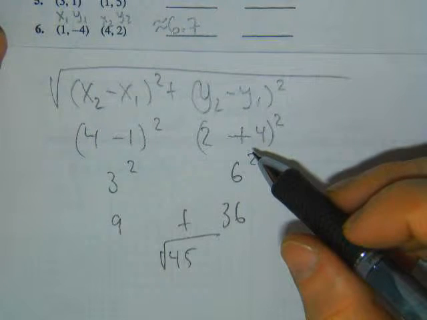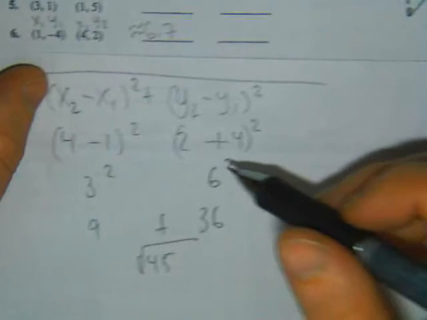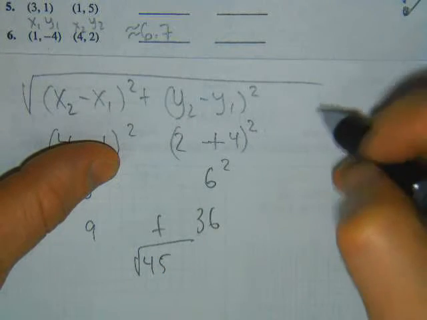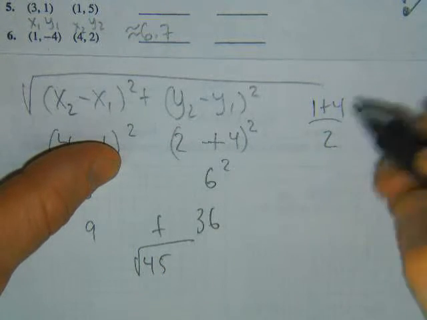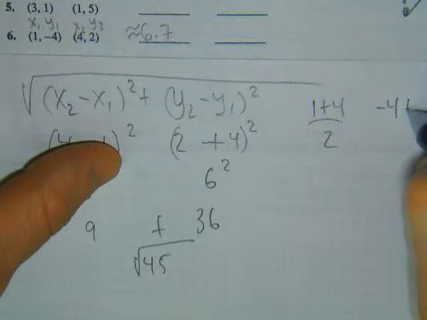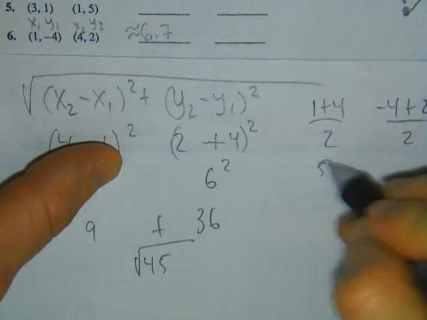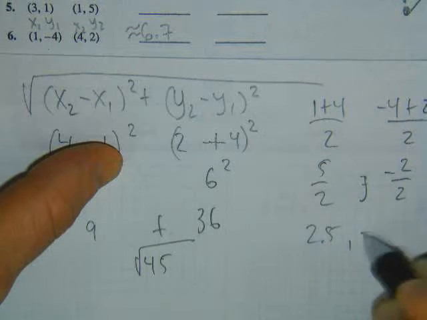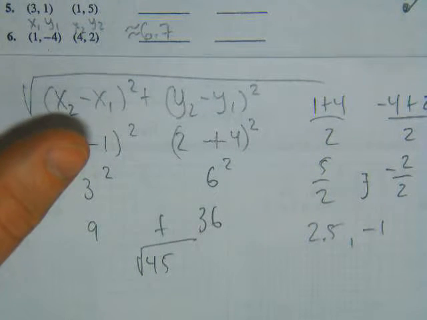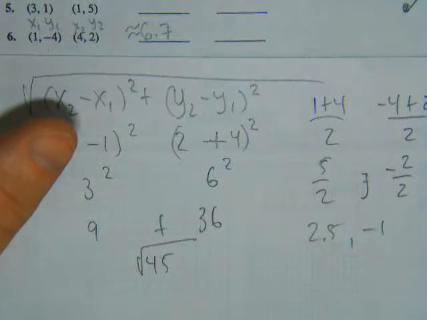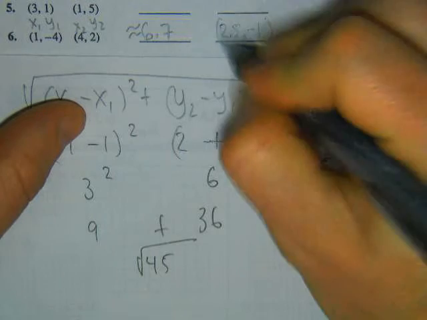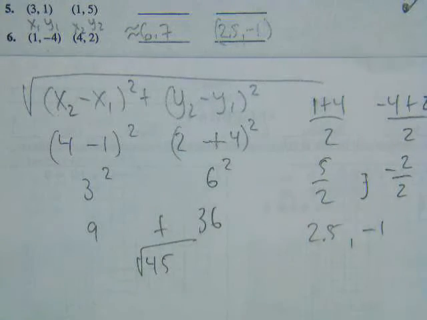Alright. And then, midpoint. So midpoint again for me is easier than distance. Just going to add the x's. 1 plus 4 and divide by 2, and you're going to add the y's. Minus 4 plus 2, and you're going to divide by 2. So I get 5 over 2, and I get, what is that? And negative 2 over 2, so that's 2.5 and negative 1.